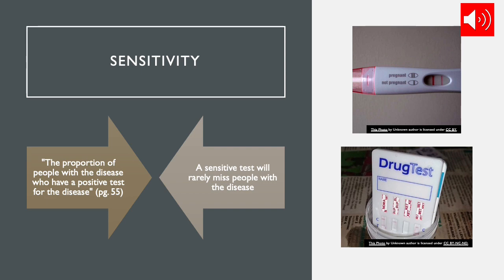An example of this might be a pregnancy test. As you can sometimes see at the grocery store, on the box they'll say 99.9% accurate. So this test will rarely miss people with the disease.